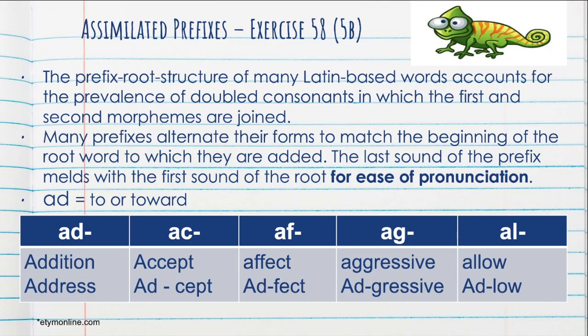Good example is AD. We're going to add another D for addition and address. You have accept. It's actually AD-cept, but we changed it to a C for ease of pronunciation. Affect, aggressive, and allow. They're all part of this AD to or toward morpheme, but we're going to just make that nice, easy transition. Again, this is helpful for older students, but not necessarily for younger.